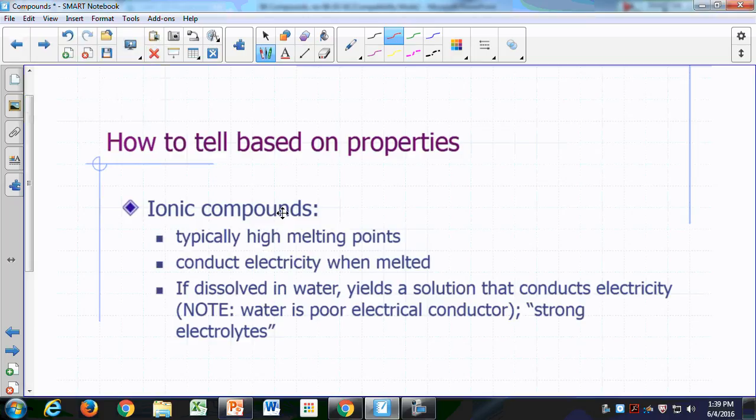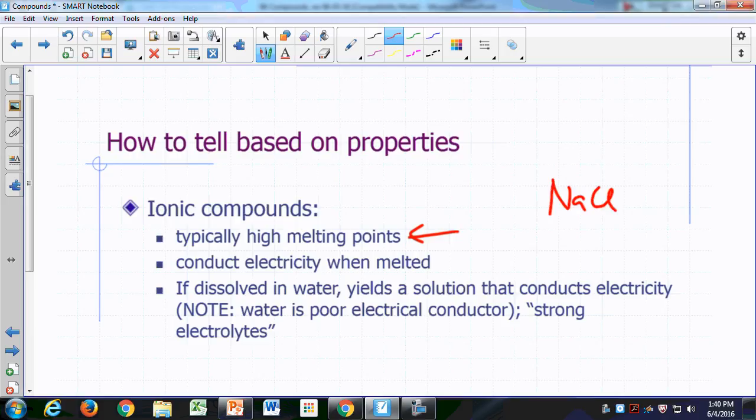All right, so you've seen how you can tell based on the name or formula of a compound whether it's an ionic compound or a molecular compound. Now, if you were in the lab and you were given a compound, how can you tell based on its properties if it's ionic? Well, one thing ionic compounds tend to have in common is that they have very high melting points. The most common example of an ionic compound that you're most familiar with would be something like sodium chloride. That's your common table salt at home.